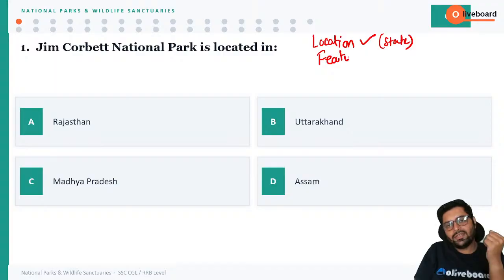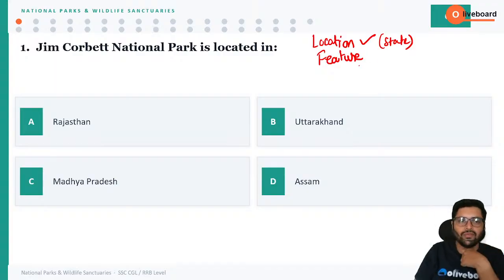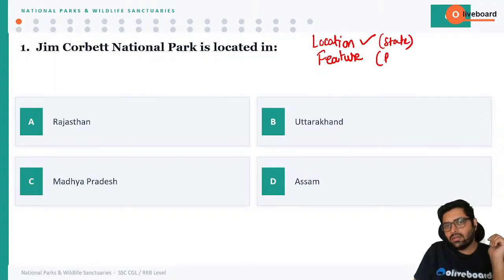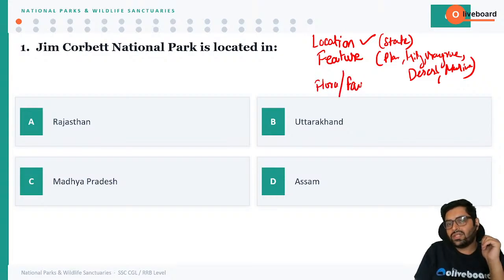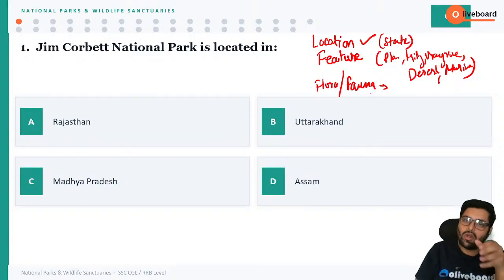Next comes the feature, correct? Is it plain, hilly, mangrove, desert, marine? Which kind of? Okay, feature is important. After location and feature comes flora and fauna. So the questions can be asked on flora and fauna also.